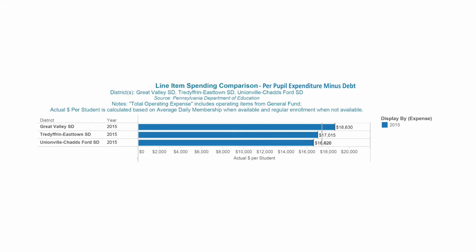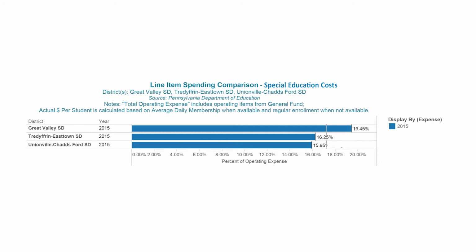Another area of interest that impacts per pupil expenditures is special education. Again, we can compare Great Valley to the same two districts. In this chart, we can see that we are spending more in this area than the other two districts, more than 3% more when we compare to TE. This use of this chart doesn't intend to blame any one area more than another, but it is helpful in understanding how the needs of one population can vary from district to district, and how those needs impact costs.